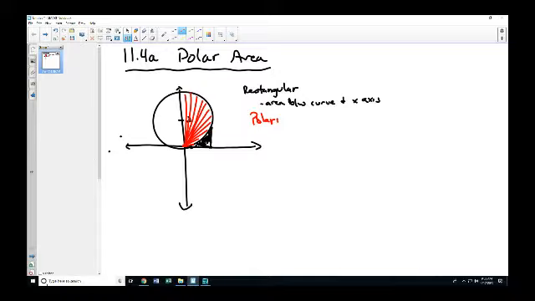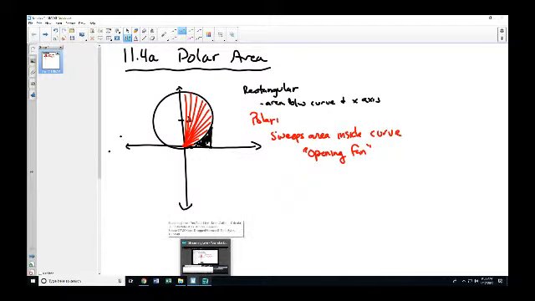There are advantages to it because we can calculate area inside of shapes now much more easily than rectangular coordinates, right? So, polar sweeps the area inside the curve. Okay? Like a fan opening. Think of an opening fan. So a little bit of a different way to think, right?